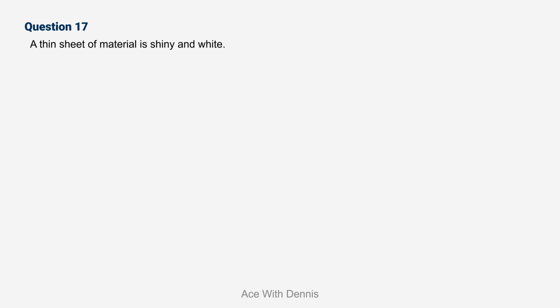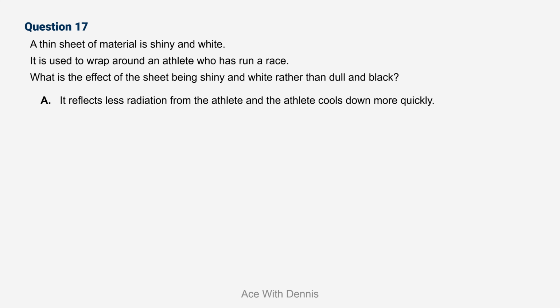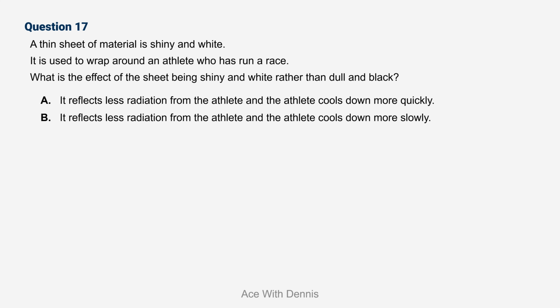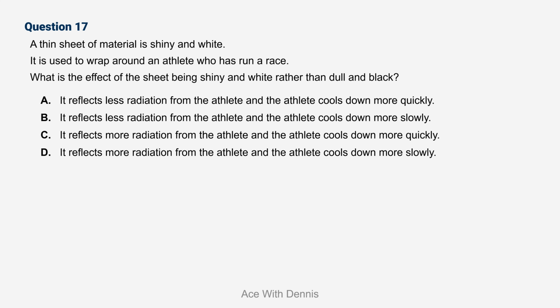Question 17. A thin sheet of material is shiny and white. It is used to wrap around an athlete who has run a race. What is the effect of the sheet being shiny and white rather than dull and black? A. It reflects less radiation from the athlete and the athlete cools down more quickly. B. It reflects less radiation from the athlete and the athlete cools down more slowly. C. It reflects more radiation from the athlete and the athlete cools down more quickly. Or D. It reflects more radiation from the athlete and the athlete cools down more slowly.